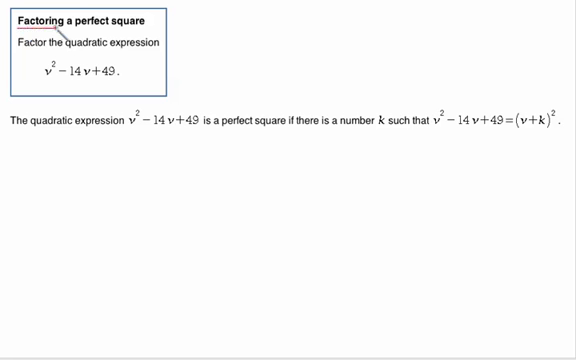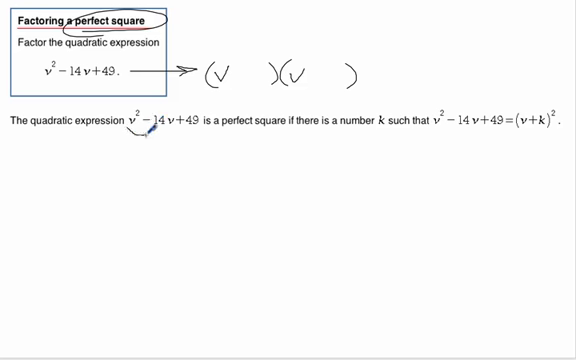So here we'll look at factoring a perfect square. We've looked at some factoring before, so we know that if we're asked to factor this, it's going to end up looking like something like this with, in this case, a V and a V. But what we want to recognize is this perfect square thing.